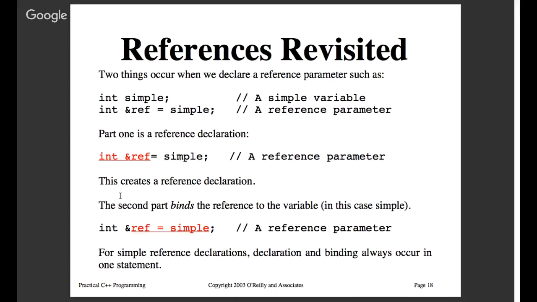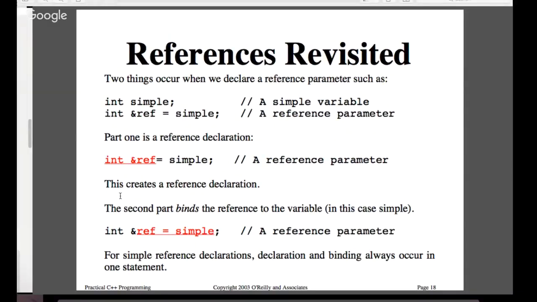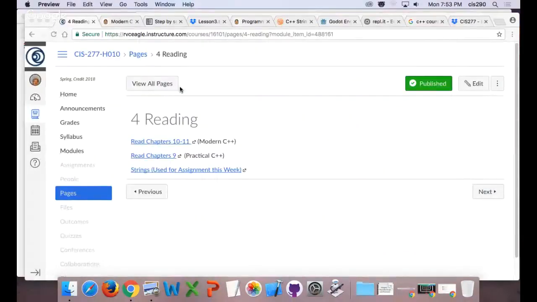The second part binds a reference to some variable, in this case simple, which is a variable, not a value, but a variable. And so it can be used later on in the code for referencing, for pointers, for binding throughout the code. We'll get more into that as the semester goes on. But again, I don't want to get too far ahead into that. Next.